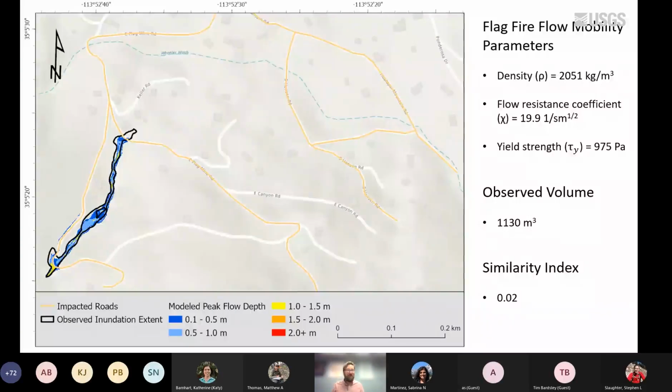So I want to take a look again at the flag fire. So this is just the same slide that I showed you earlier. The parameters that we calibrated for the flag fire, we used the observed volume here of about 1,130 cubic meters, and we get an output that looks like this. But what if we didn't have an observed volume from the field? What if a subsequent flood flow had come down and washed it away, and we had no way to estimate debris flow volume from field measurements?